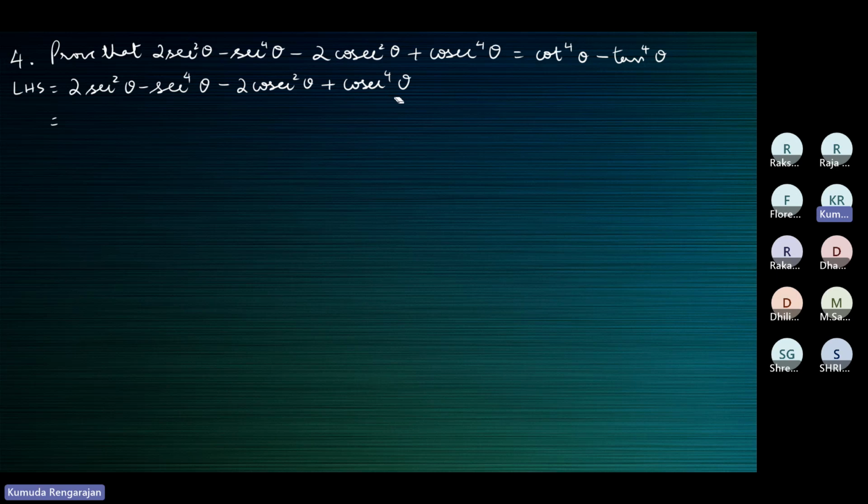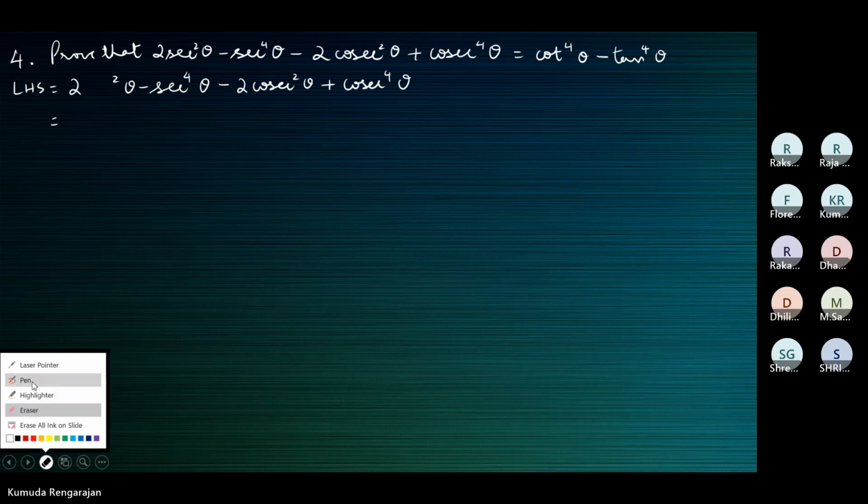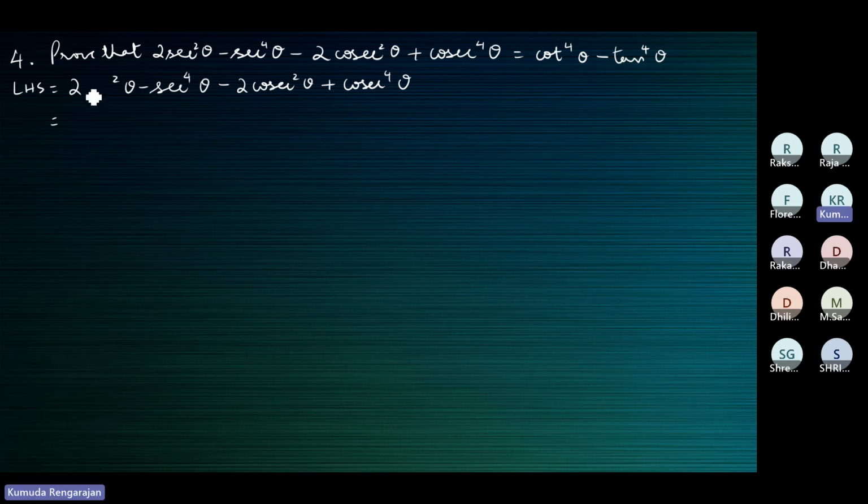See here, this is the a square term. Cosecant theta to the power 4 is the a square term, and its 2ab term is 2 cosecant square theta. The b square term is not there. Here, secant theta to the power 4 is the a square term, and its 2ab is 2 secant square theta, but the b square term is missing.